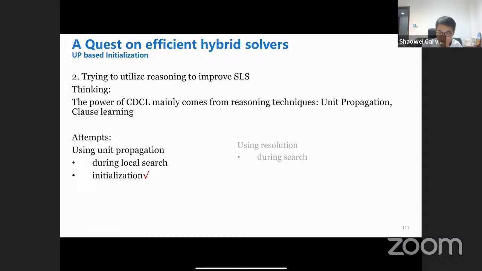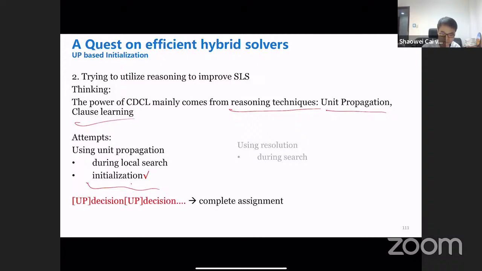So that was very exciting. Now, at that time, I was thinking the power of CDCL mainly comes from the reasoning techniques, especially UP and cross-learning. So we try to apply these two techniques in local search, and we try several situations, and finally we find that using UP in the initialization of local search can significantly improve the performance of local search.